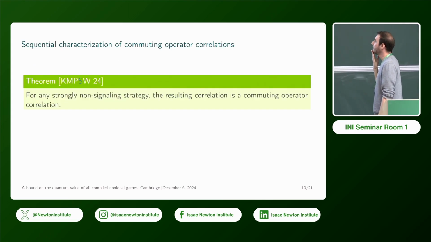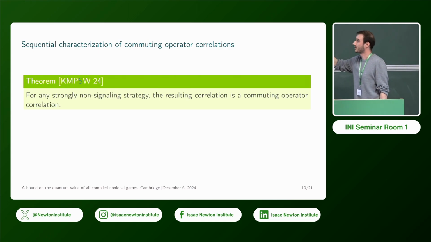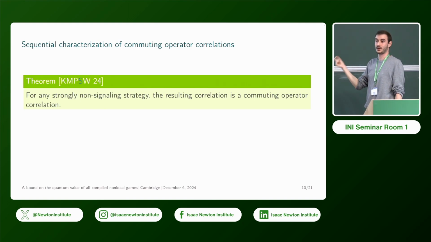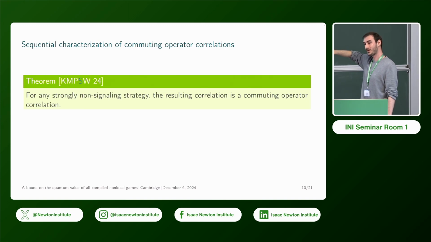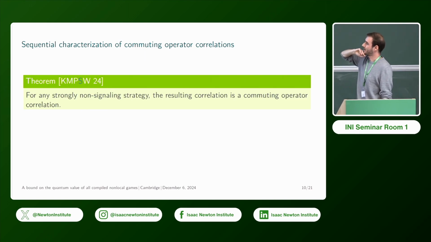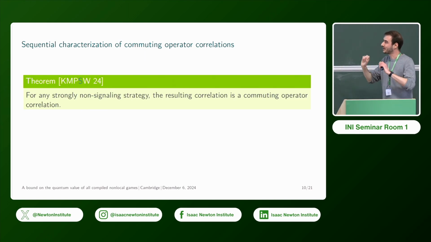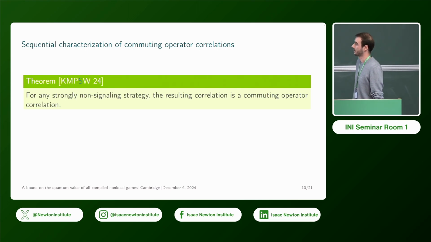And what we will see, or what is not so bad, is that I call this strongly non-signaling, and any correlation that we get is actually a commuting operator correlation. So you remember we had this quantum strategy and commuting operator strategy. They are the same on all finite dimensional Hilbert spaces. And what we see is that imposing this strong non-signaling condition actually results in commuting operator strategies.